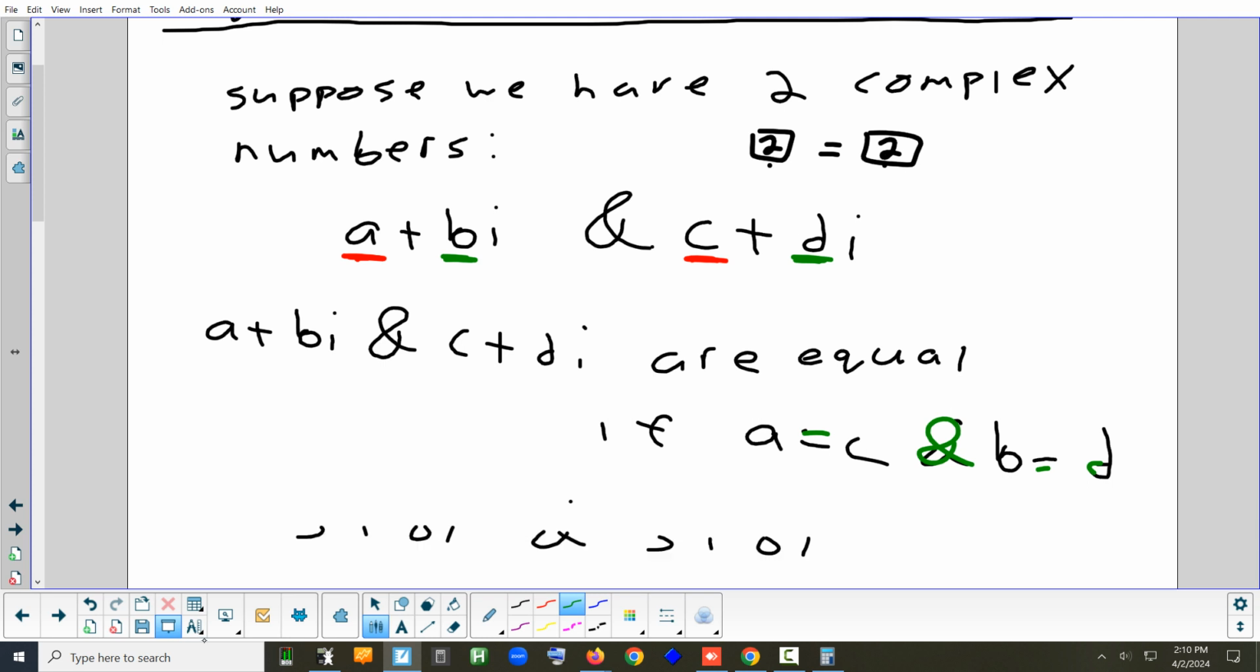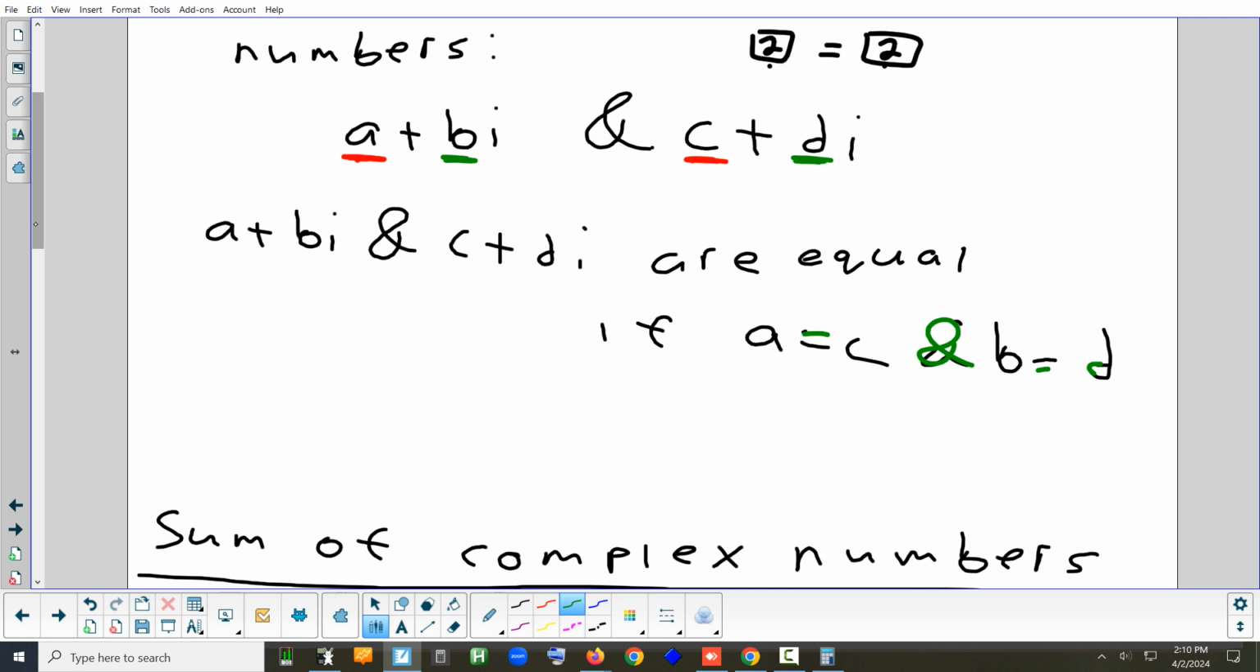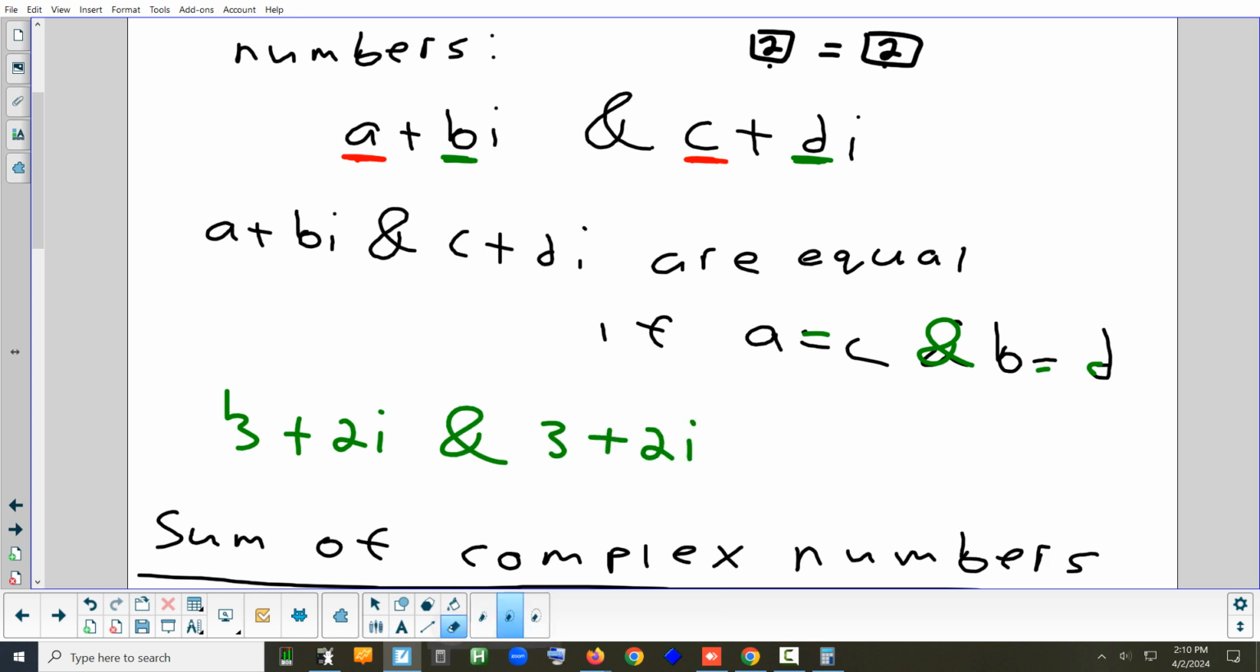All right, so let me make up an example of two complex numbers that are equal. Let's say, I don't know, 3 plus 2i and 3 plus 2i. Those are equal complex numbers because this part matches that part. This part matches that part.